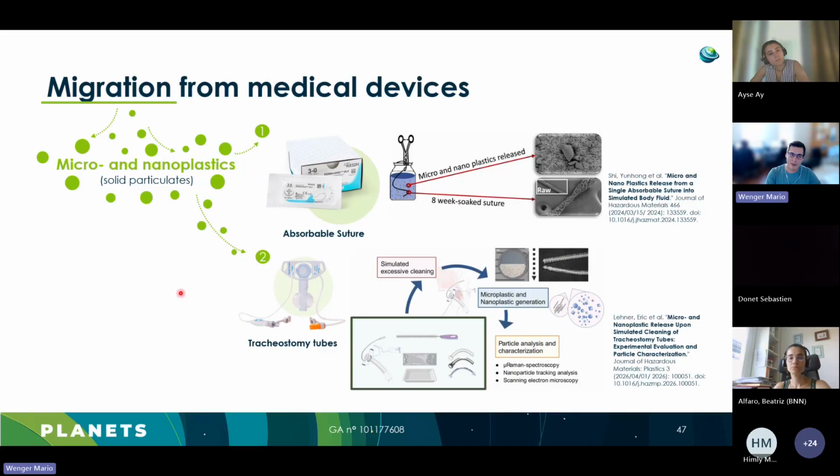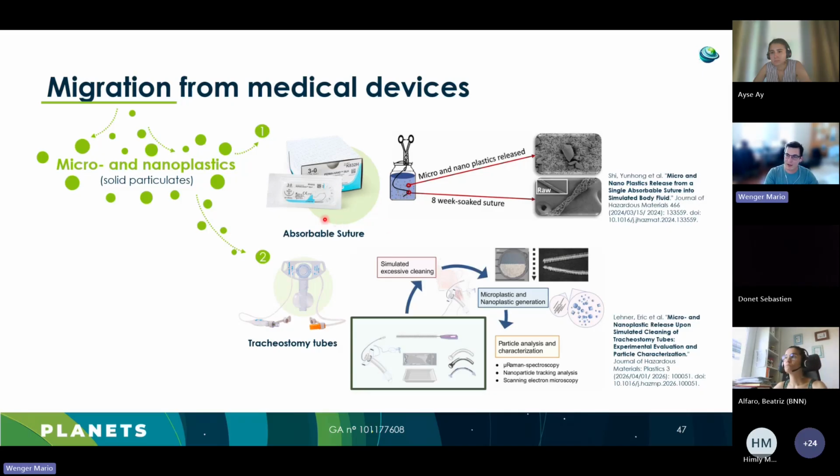So another example is about plastic being used in medical devices, so in the healthcare sector. This sector accounts for around 2% of the global plastic production, and both studies provided here show the release of micro and nanoplastics.